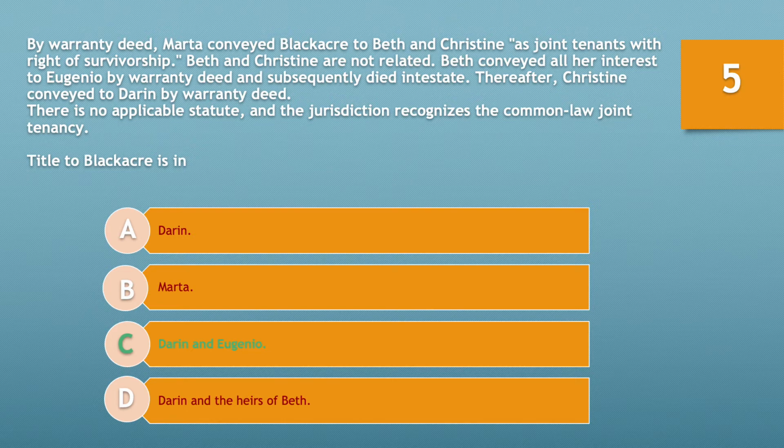In this case, Beth and Christine held Blackacre as joint tenants with the right of survivorship. Beth's inter vivos conveyance to Eugenio severed the joint tenancy, so Christine and Eugenio held Blackacre as tenants in common now. Christine then conveyed her interest in Blackacre to Darren, which resulted in Darren and Eugenio now holding title to Blackacre as tenants in common. So as a result, the correct answer is C.